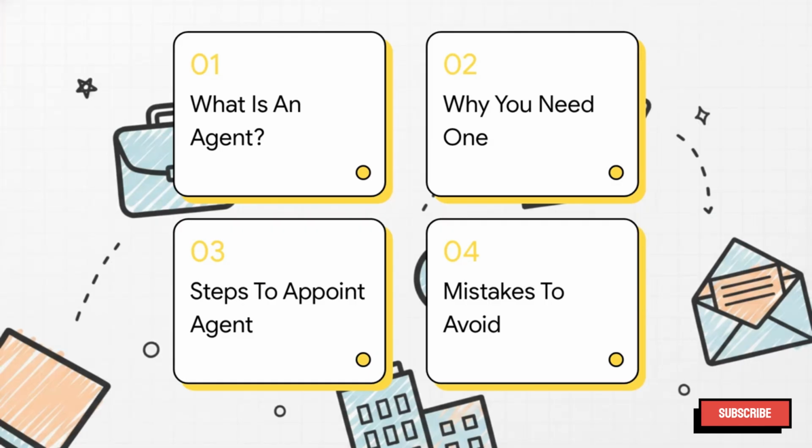Here's our roadmap for this explainer. We're going to cover Section 1, what is a registered agent? Section 2, why your business needs one? Section 3, steps to appoint an agent? And Section 4, common mistakes to avoid. Let's get right to it.